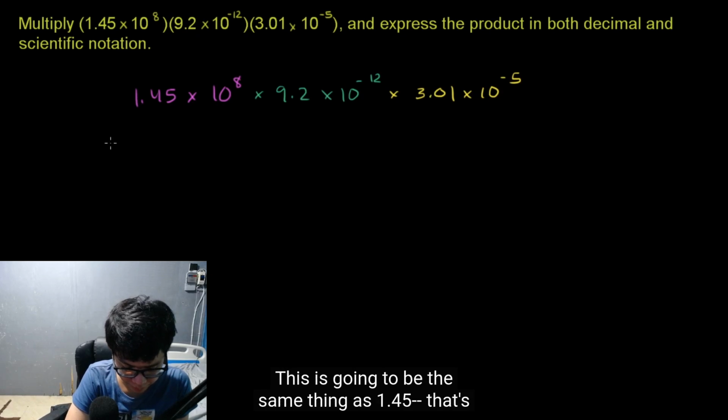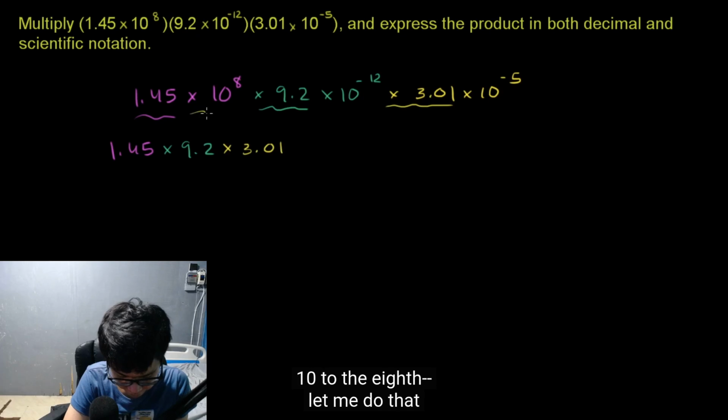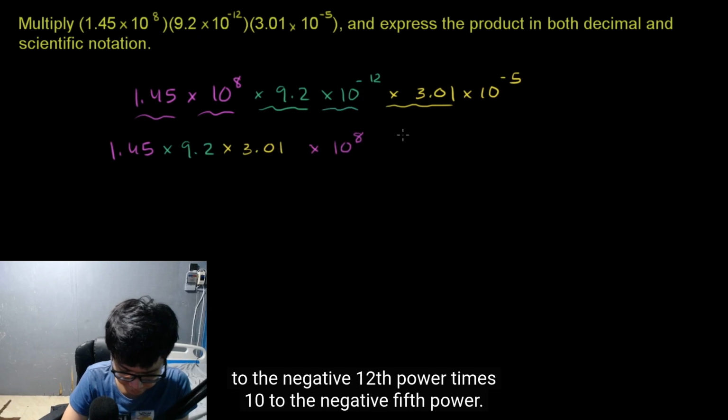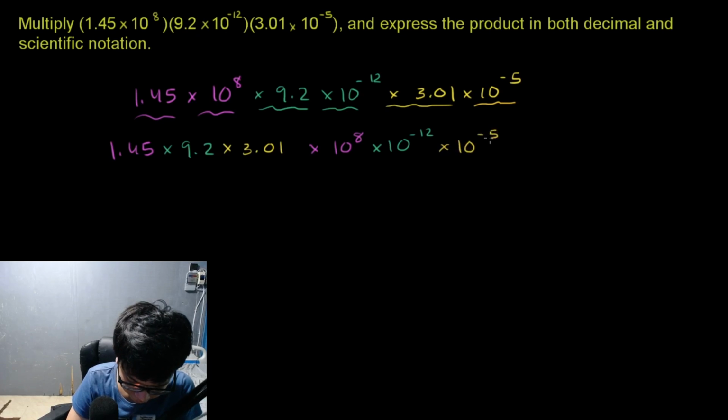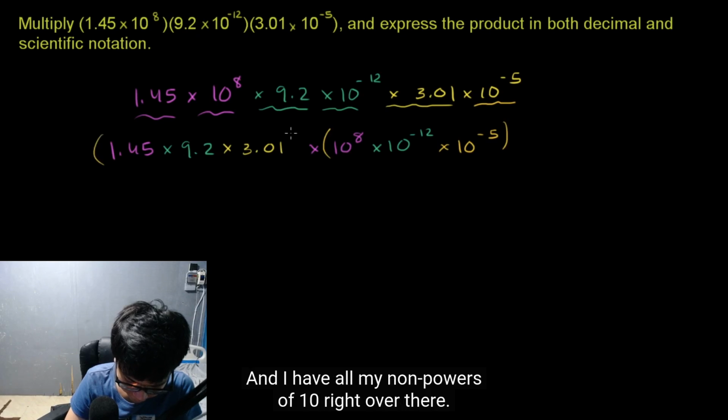This is going to be the same thing as 1.45 times 9.2 times 3.01, times 10 to the 8th, times 10 to the negative 12th power, times 10 to the negative 5th power. And this is useful because now I have all of my powers of 10 right over here. I could put parentheses around that. And I have all of my non-powers of 10 right over there.